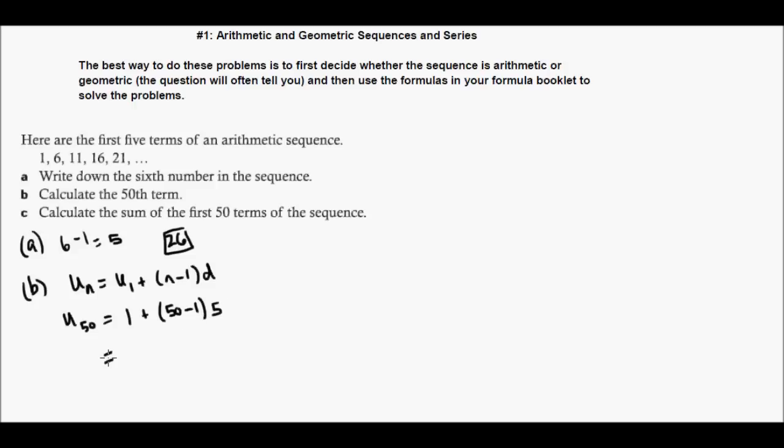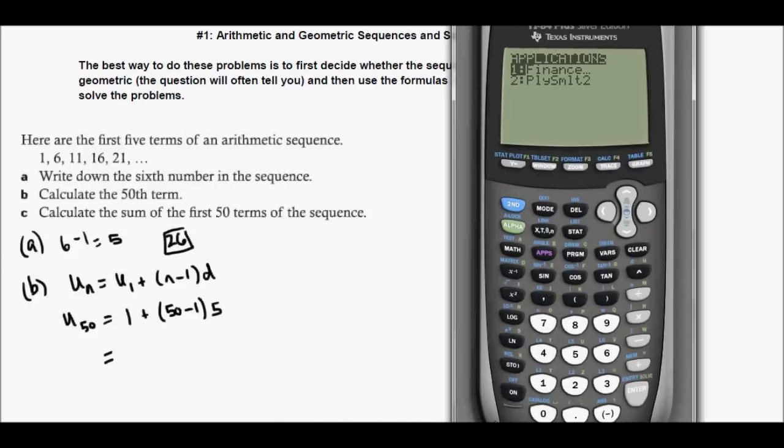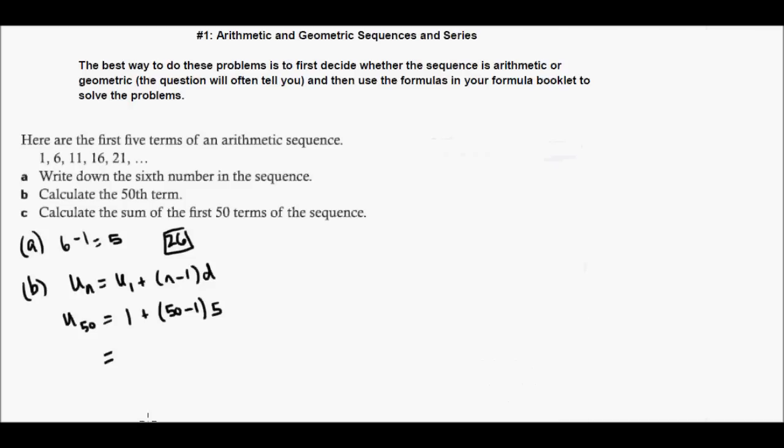Once you set that up, you go straight to your calculator. So we'll do 1 plus 50 minus 1, well, obviously that's 49, but I'll just put the whole thing in there. It doesn't matter. Then times 5 is 246. So our answer here is 246. The 50th term is 246.